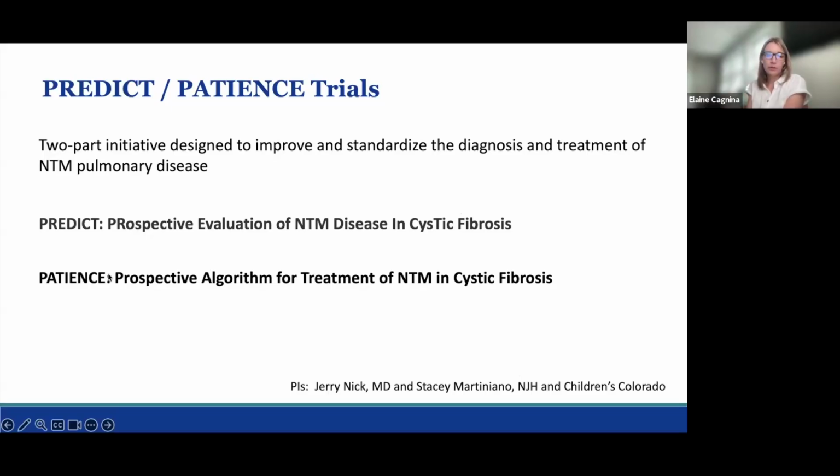And then there's the PATIENCE trial, which is the prospective algorithm for treatment of NTM and cystic fibrosis. And so what this trial does is give a suggested algorithm for NTM treatment, and then follows how people do on that algorithm. But again, it's observational, so a physician can change the treatment plan in any way that they want to. They don't have to follow the strict guidelines of the trial. These are open at many sites across the country, so this is a plug to engage in research. Observational trials have very little risk, and we can learn a lot. If you do end up culturing positive, please add your information because we need to learn more about this.